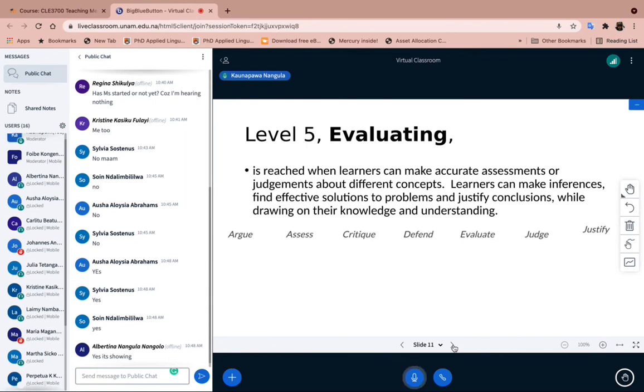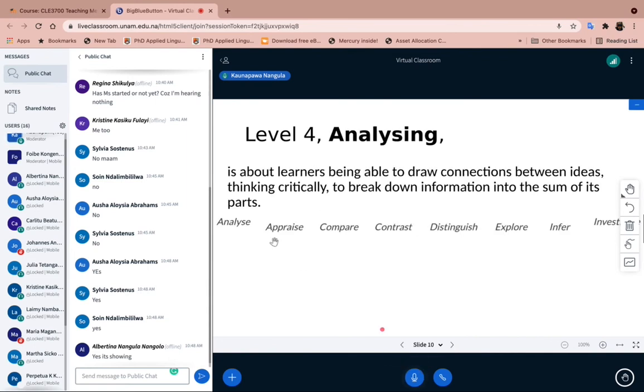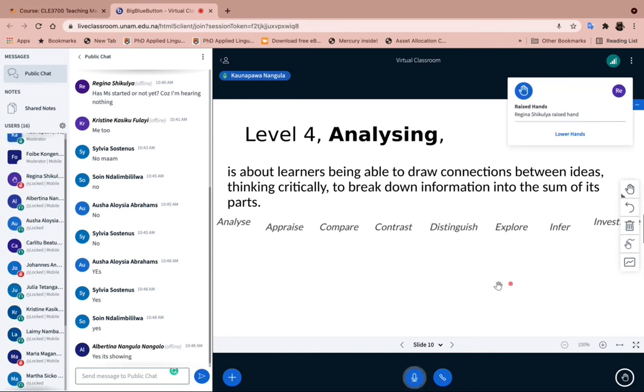And the next one that we have is evaluate. Oh, and sorry, let's go back. These are some of the verbs that you can use. We have analyze, appraise, compare, contrast, distinguish, explore, infer, investigate. And then again, oh, there's a hand. Yes, Regina.